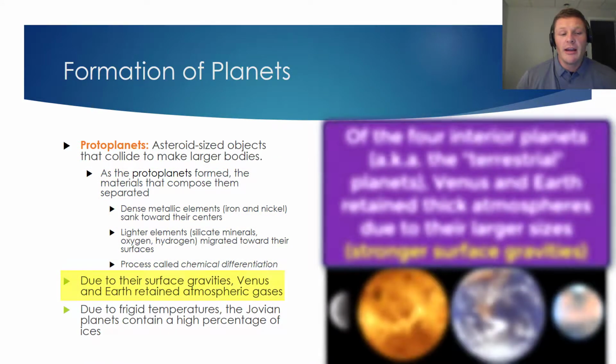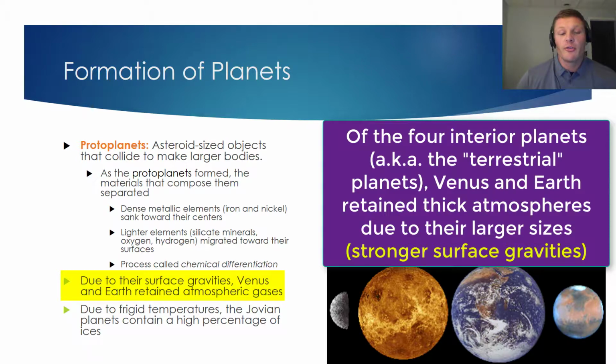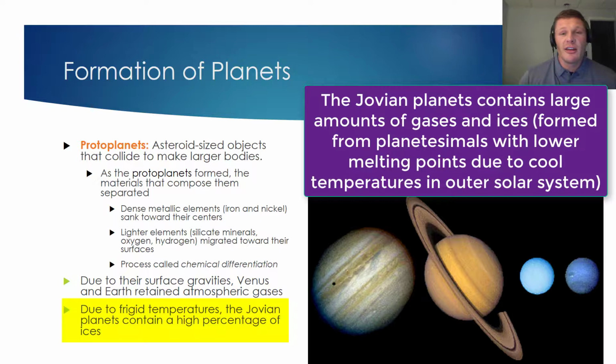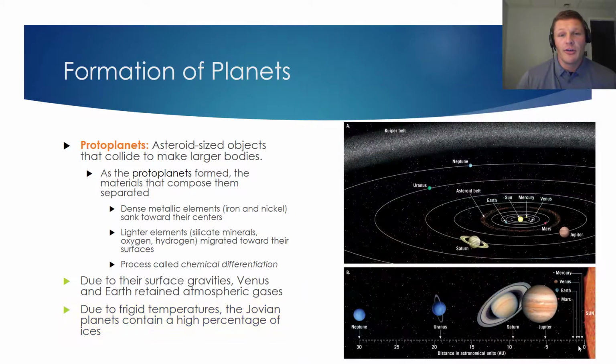When considering the inner planets, both Venus and Earth were able to retain atmospheric gases due to their surface gravities. And to this very day, both Venus and Earth have relatively thick atmospheres. Now in the outer solar system, where the temperatures were significantly cooler, the Jovian planets collected a high percentage of ices and gases. At this point, I'd like to show you a 3-minute video that does a great job of overviewing the nebular theory.